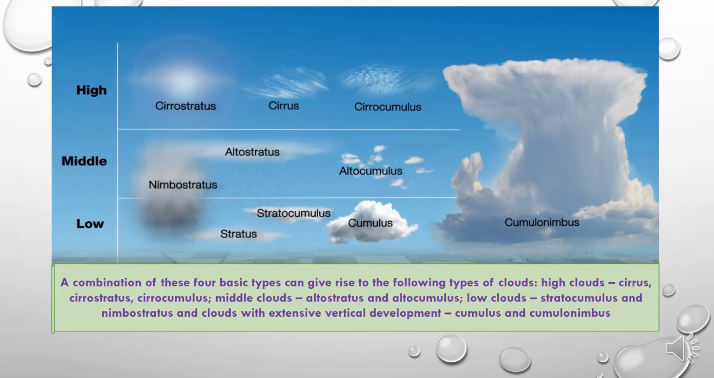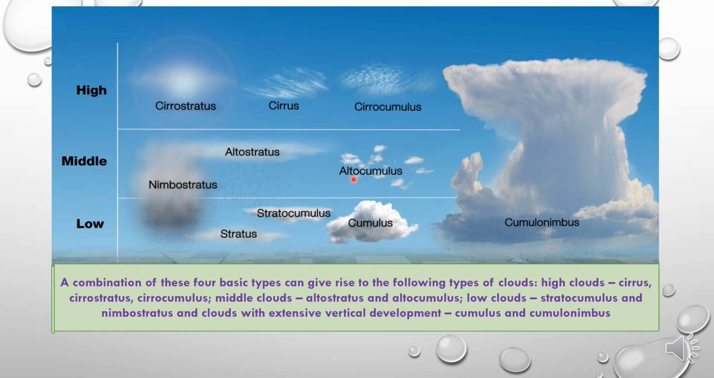As you can see in the picture over here, at what height which clouds are formed. We just now read about cirrus, cumulus, stratus and nimbus. You can see over here in this picture these other names, which are a combination of the other 4. A combination of these 4 basic types can give rise to the following types of clouds.